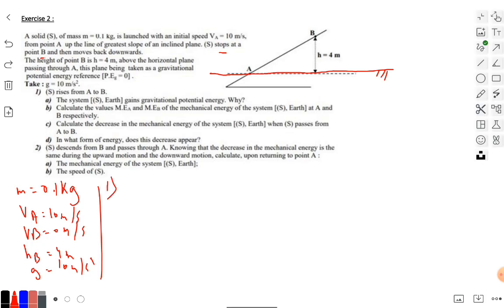Part 1. S rises from A to B. Part A. The system S-Earth gains gravitational potential energy. Why? The gravitational potential energy of S increases with height, since the height increases.